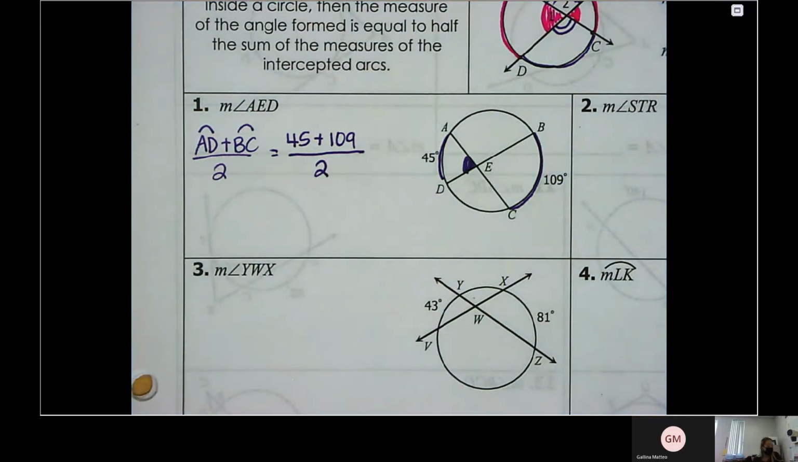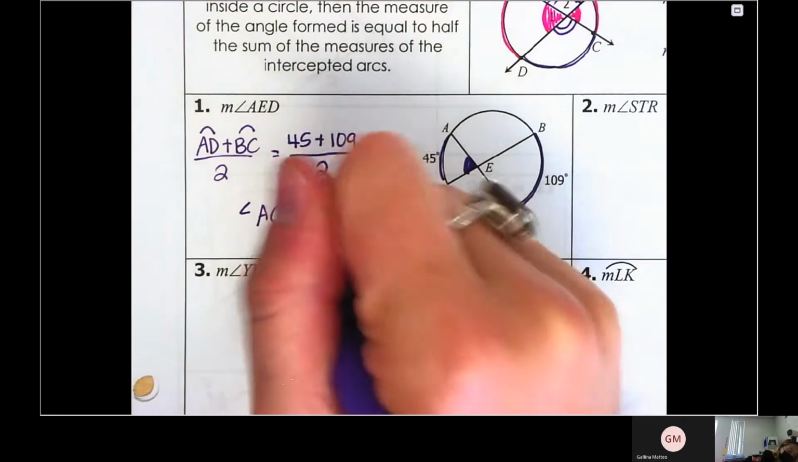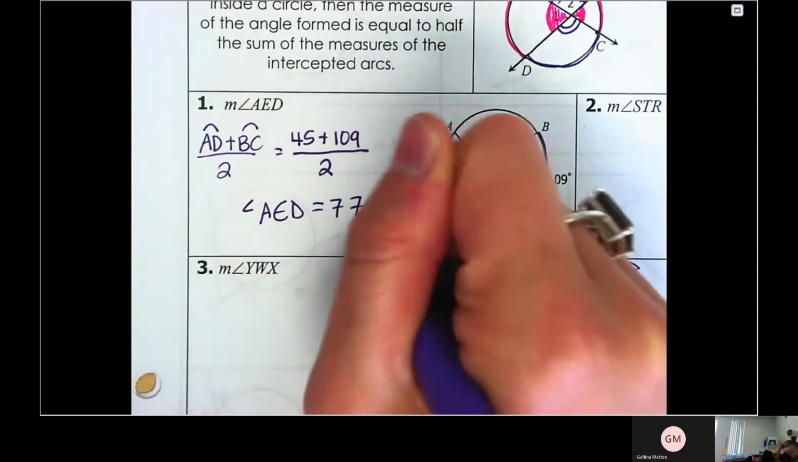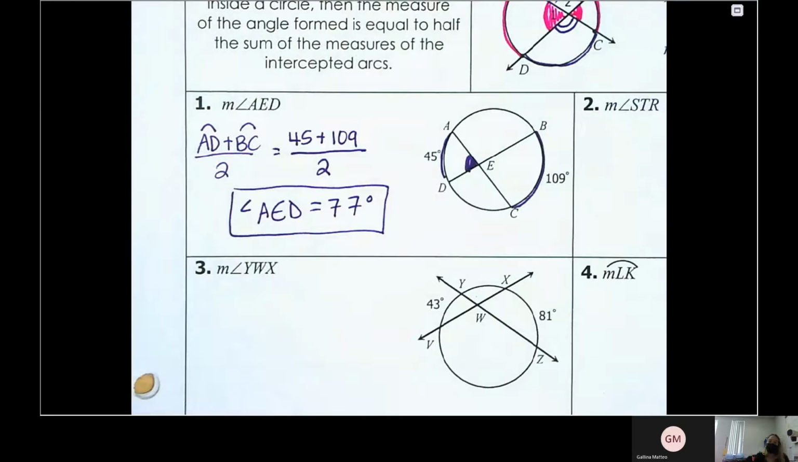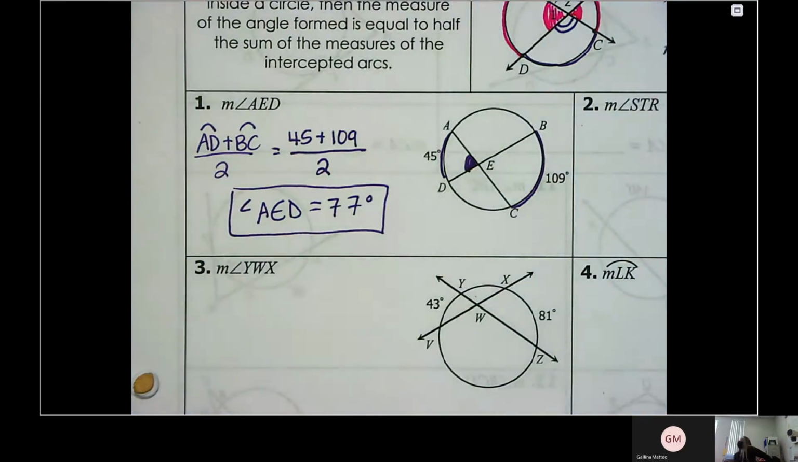All right, what do you get? So add the two numbers first and then divide by 2. 77 what? Degrees. Very good. So the measure of angle AED is 77 degrees. Perfect. And you're done. So the arc plus the arc divided by 2 equals the angle. So again, you're just finding the average. Easy peasy.